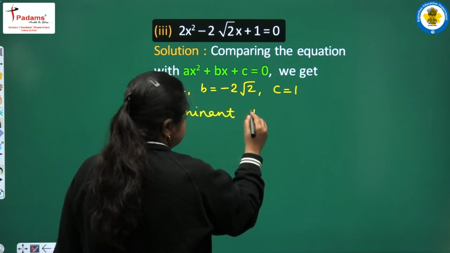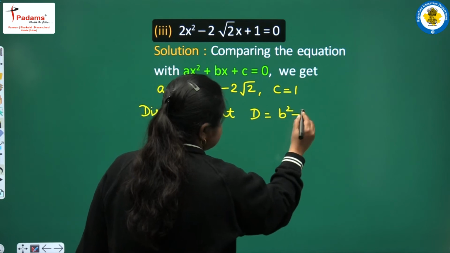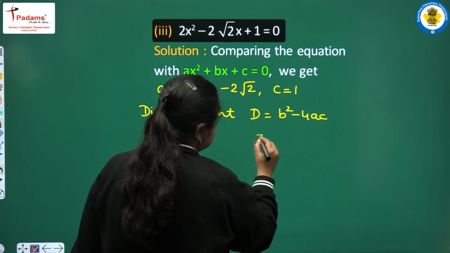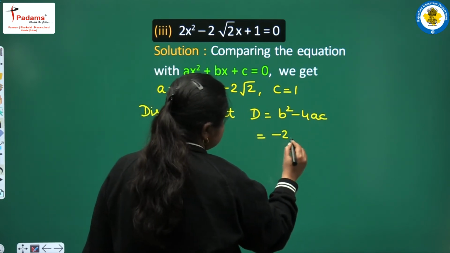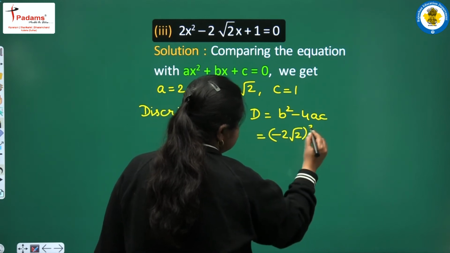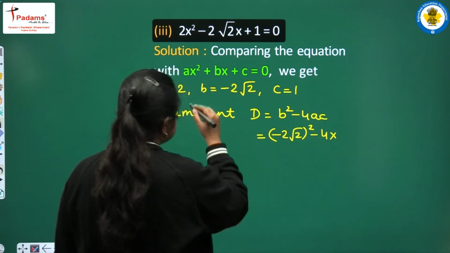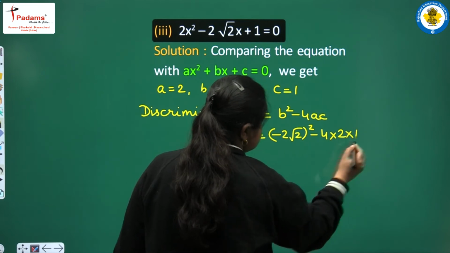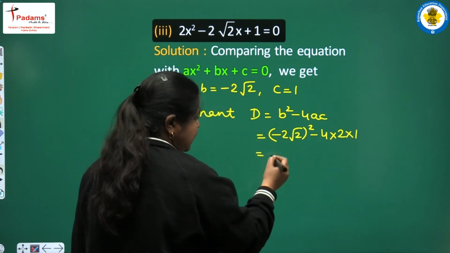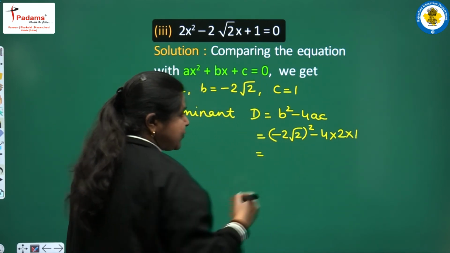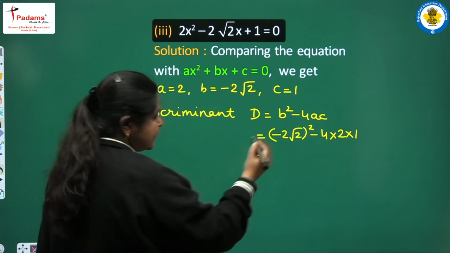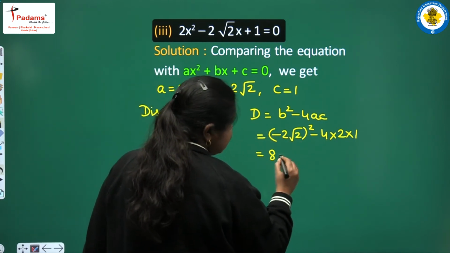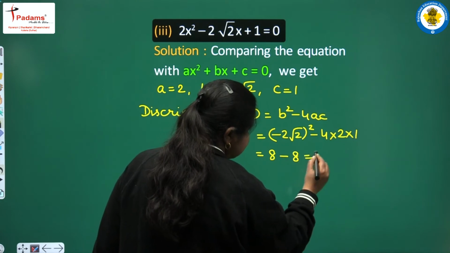It is given by b square minus 4ac. b is minus 2 root 2, its square, minus 4 into a, it is 2 and c is 1. This will be now positive, 2 2s are 4 and root 2 square is 2. So 4 into 2 it will be 8, minus 4 2s are 8, this is equal to 0.